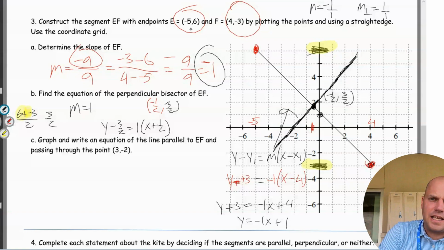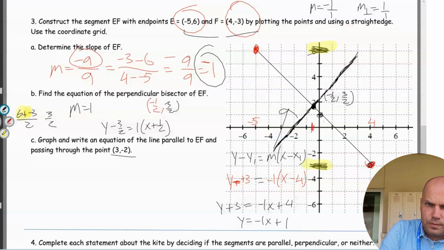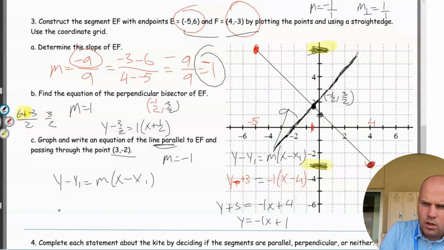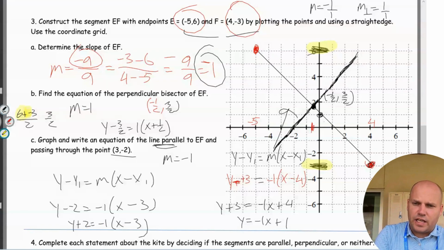So we want parallel to EF, but we want through the point (3, -2). Well, parallel lines, we talked in class about parallel lines: equal slopes. The slope is -1. Here's a point: y minus y1 equals m times (x minus x1), so y minus -2 equals m(x minus 3). That's y plus 2 equals -1(x minus 3). We are okay if you leave it like this.